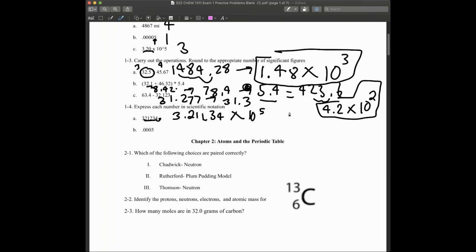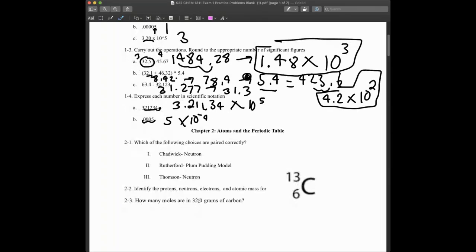And we put positive 5 because we move to the left. So here, we move to the right. So 1, 2, 3, 4. We move that. This is our base, times 10 to the power of 4, but we make it negative this time. Any questions? No questions, so let's go ahead and move on.